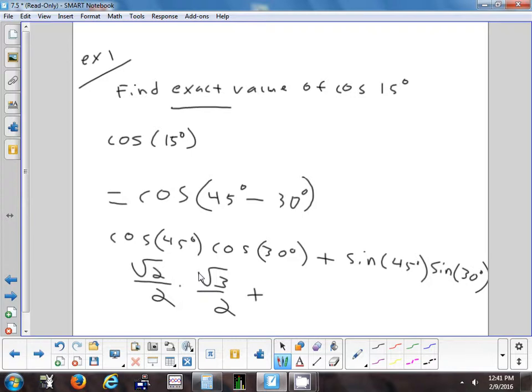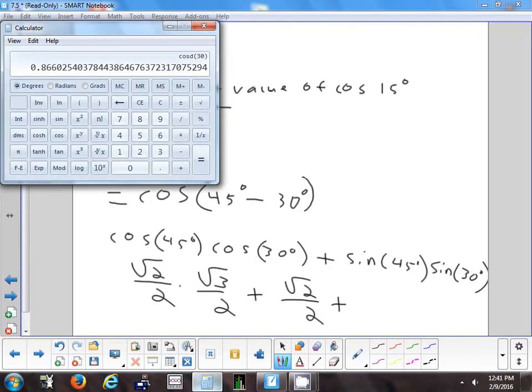Plus, okay, sine 45 is also root 2 over 2. Okay, and the sine of 30, that actually comes out to a nice answer. Anybody remember the sine of 30? Not 1. 0.5. That's a half. Okay.